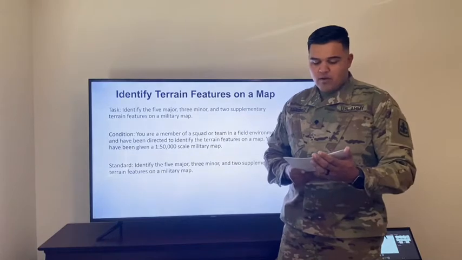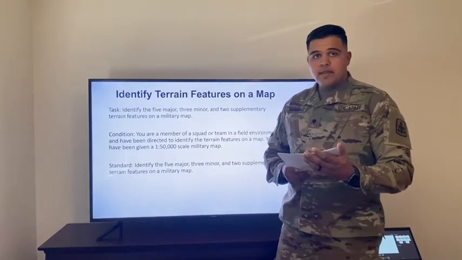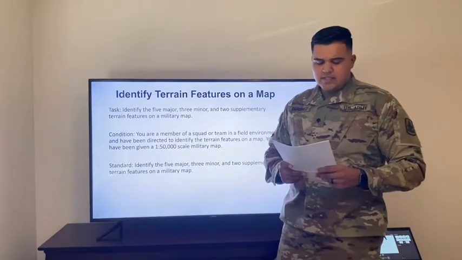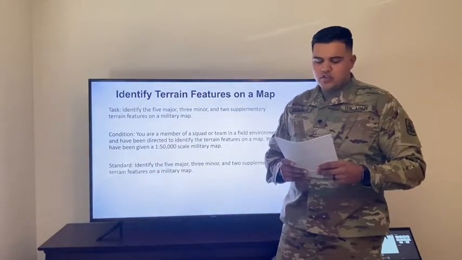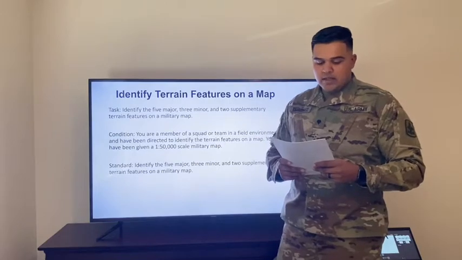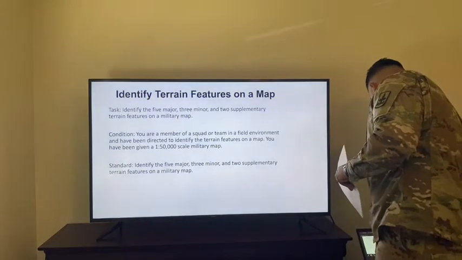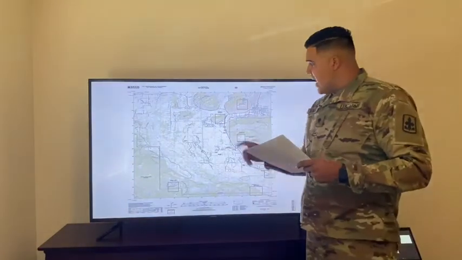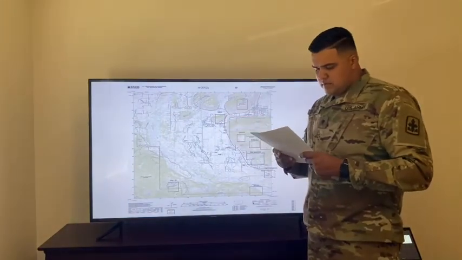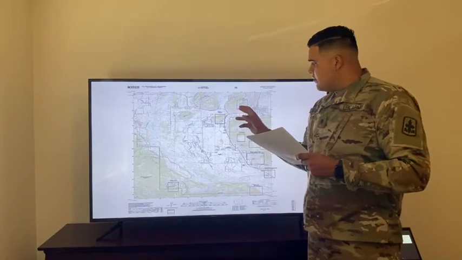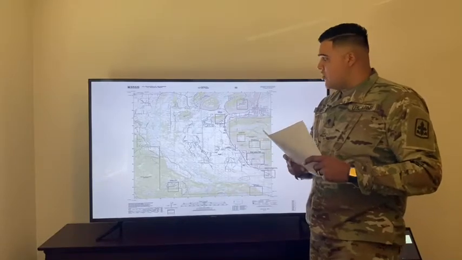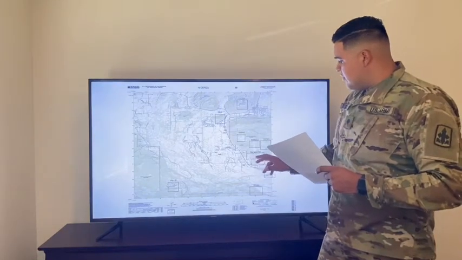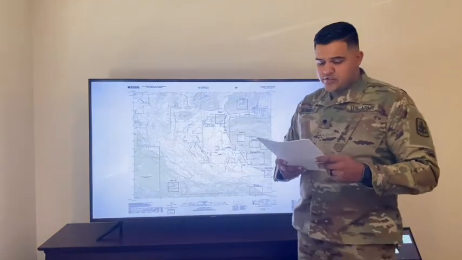You have been given a 1 to 50,000 scale military map. The standard for this task is you must identify the 5 major, 3 minor, and 2 supplementary terrain features on a military map. The map that you guys will be given, there will be 9 squares, and you must identify what terrain feature is inside that square. There are 10 terrain features. There's 9 boxes. One of the boxes you will have to identify 2 of the terrain features within that box.